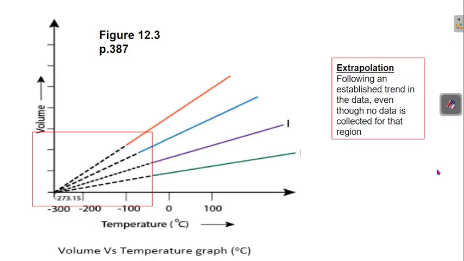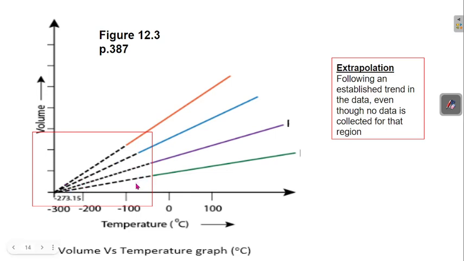Okay. Before we move on to a more elaborate Charles' law formula, we need to talk about extrapolation. Figure 12.3 on page 387. What is extrapolating? You need to know that. So it's following an established trend in the data, even though no data was collected for that region. So right here, you see this broken line right here. When you see broken lines right here, it means that this information was extrapolated.